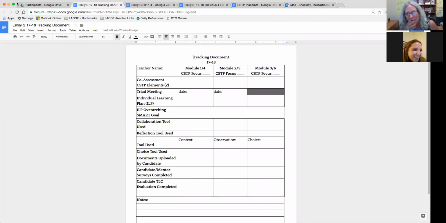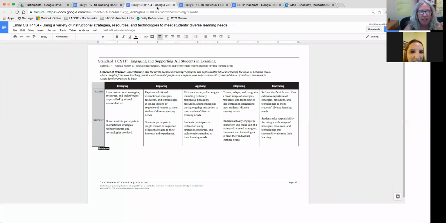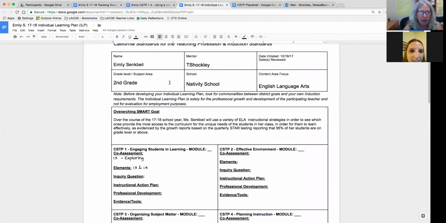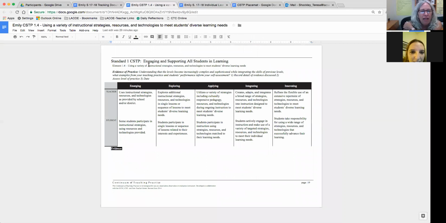Anyway. Okay, so I'm using this tracking document, but I printed it out so it's a handwritten one, to keep track of where we're at. And then last week we did, let's see, the ILP is right here. We did 1.3 last week, and you came out exploring. So what we're going to do is kind of do the same process. Okay. 1.4. And so I made a copy of it right here.